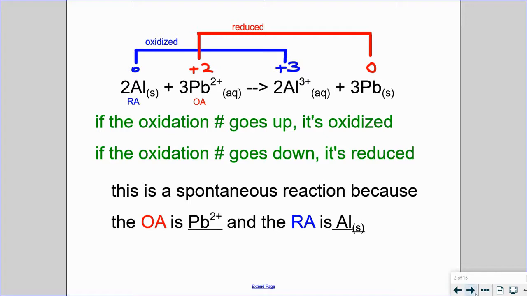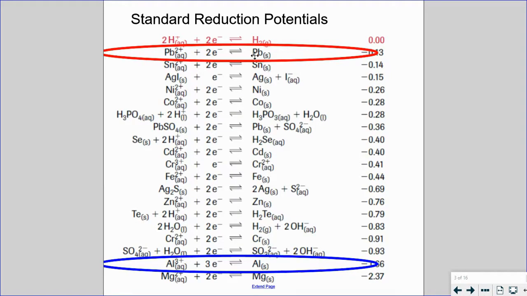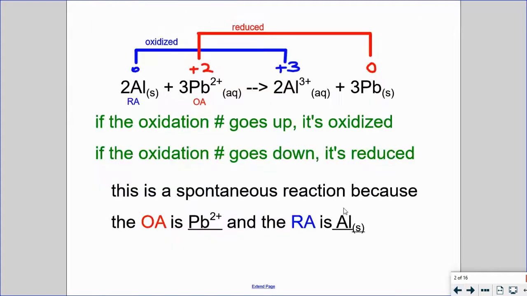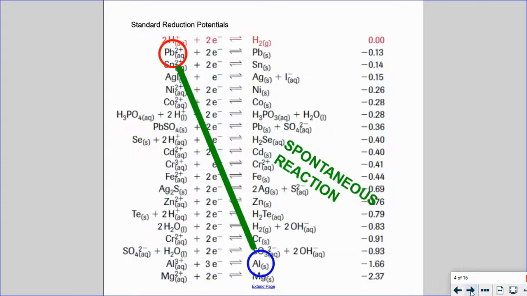But how does that tell us that this is spontaneous? By looking at the standard reduction potentials table, we find the two half reactions involved in this equation. The red signifies the oxidizing agent and the blue is the reducing agent. So more specifically, we're looking on the reactant side. Aluminum solid is the reducing agent. Lead ion is the oxidizing agent. There's the lead ion and there's the aluminum solid. When the oxidizing agent is higher than the reducing agent on the standard reduction potentials table, this line with a negative slope, then we say that the reaction is spontaneous.